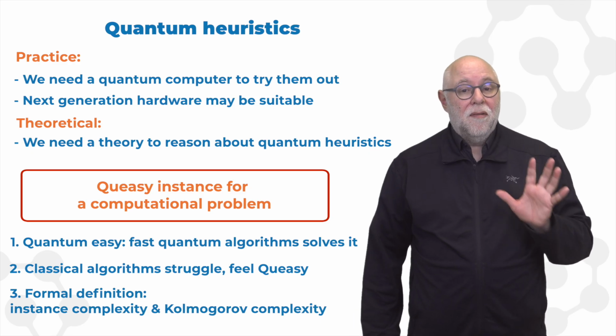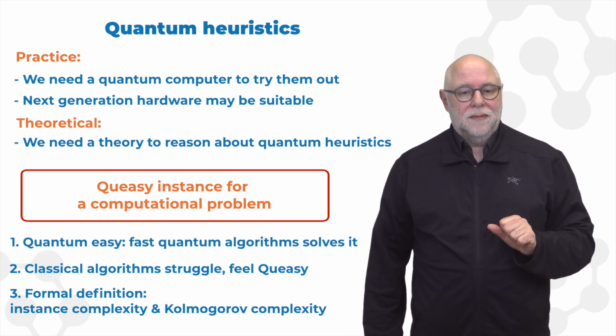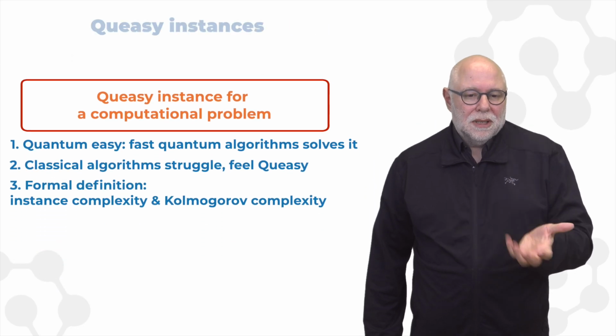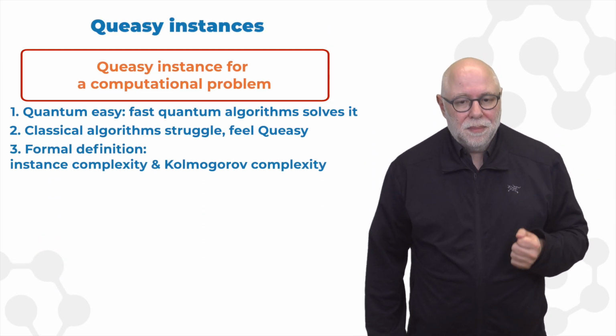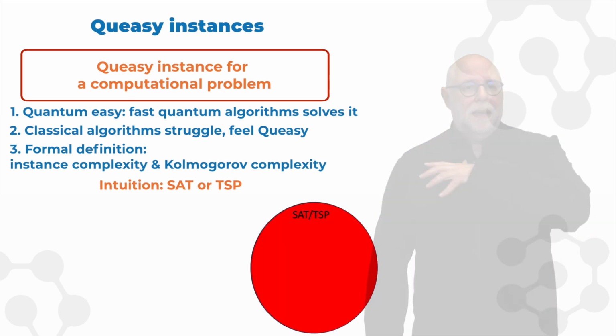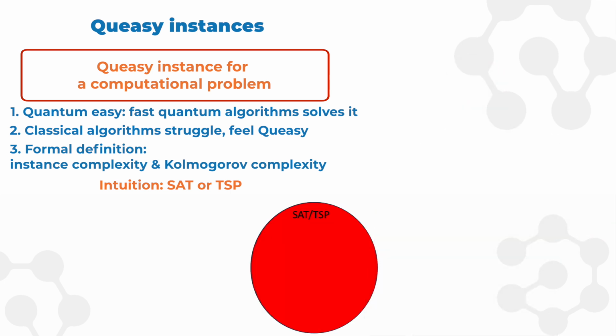I won't really delve into those here in this video, but I just want to share with you how it looks like. Think back of this problem of satisfiability, or the traveling salesman problem. The set of all these instances contains probably a lot of instances that are hard both for quantum and for a classical computer, but it also contains instances that are easy even on a classical computer. Those are the easy classical instances.